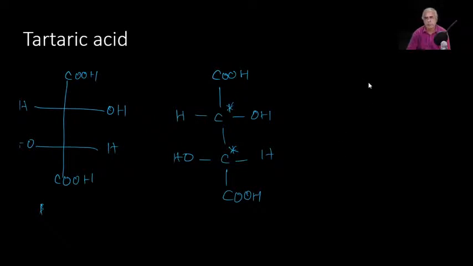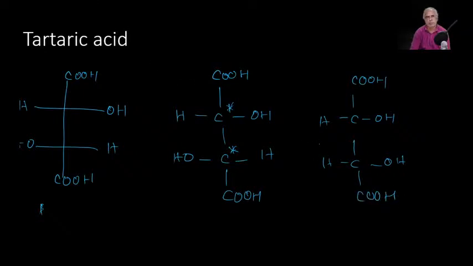But when you consider meso-tartaric acid or the cis type of tartaric acid, COOH, this is a trans isomer. This is not optically active. Do you know why? Because there is a plane of symmetry. So when a molecule exhibits any type of symmetry, then definitely it cannot be the optically active compound. Do you understand?